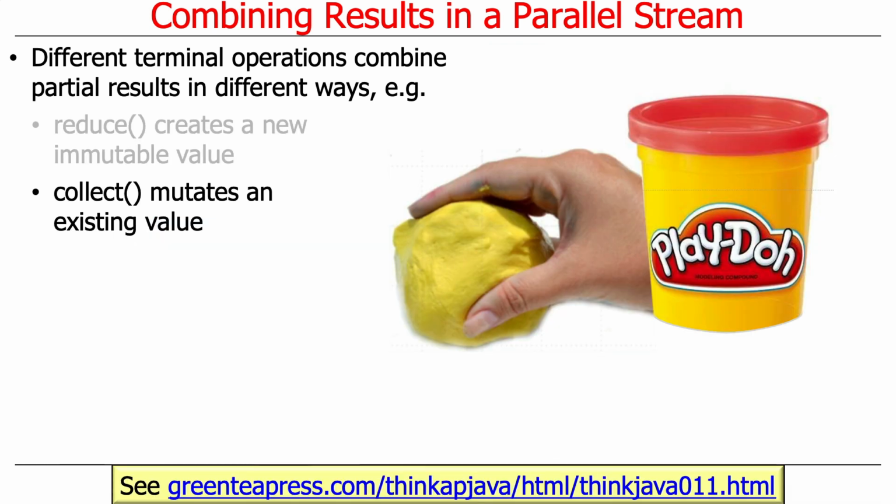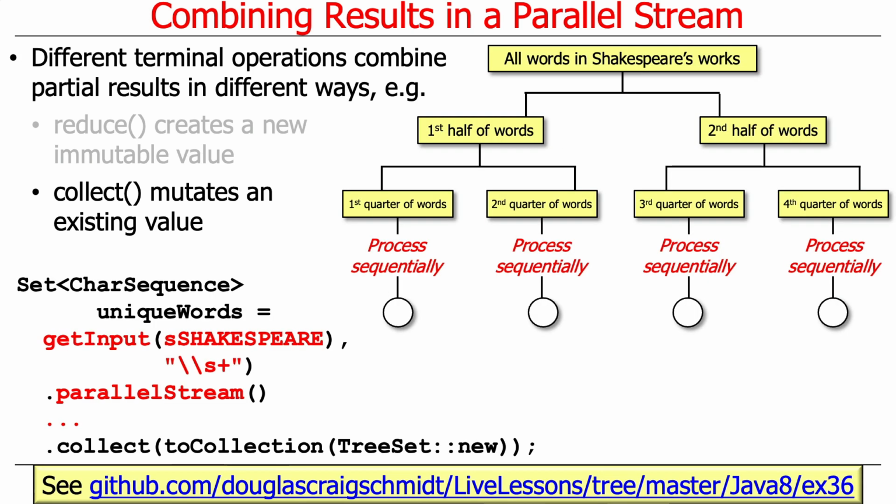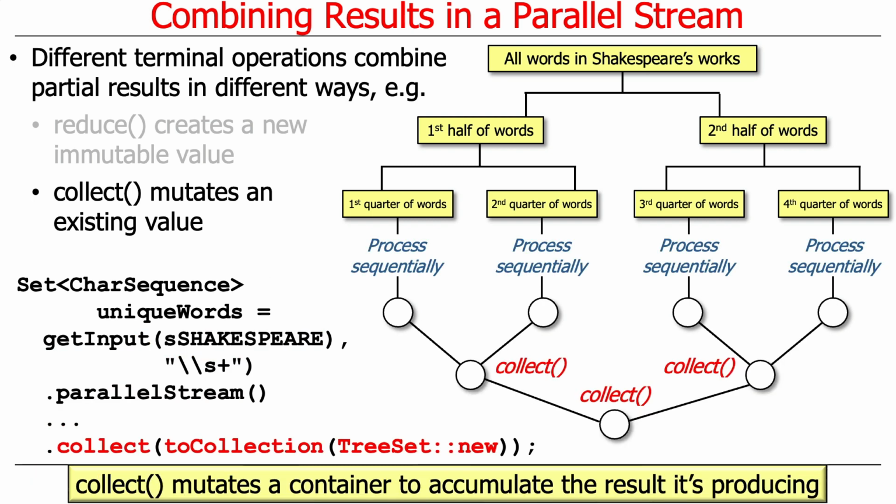In contrast, collect mutates an existing value. So here's an example that we're going to take a look at. This is one where we're going to get all the words in the works of Shakespeare, and we're going to split them up into words. And I actually have a much more complicated regular expression here that you'll see. And then we're going to run this as a parallel stream. And then we're going to collect all the results together.